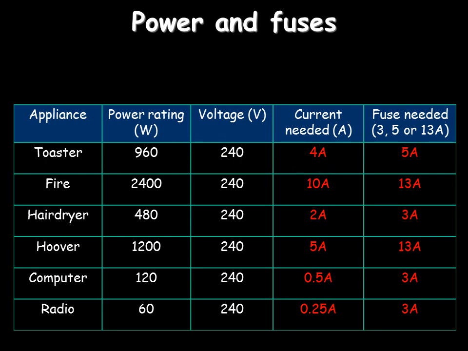Now if you had a 4 amp device, you would choose the next fuse up. Fuses come in sizes 3, 5 and 13, so you'd go to the next one up, which is 5 amps. Meaning if there was a fault on the toaster and this 4 amps went up to 5, because there's a fault, the fuse would melt and make it safe. So you can go through this table and see that this divided by that is equal to that, then you always go to the next fuse up.